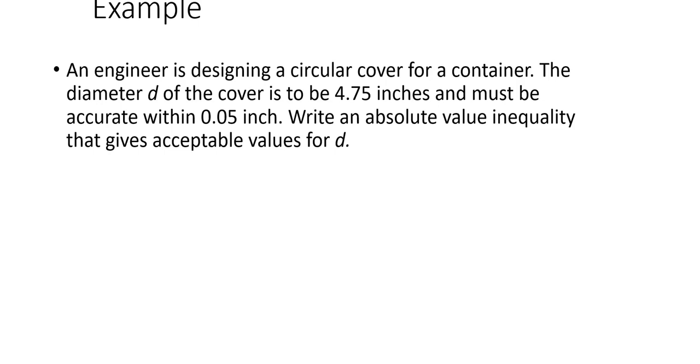All right, last one. It says an engineer is designing a circular cover for a container. So maybe think of like the top of a garbage can or something like that. The diameter of the cover is to be 4.75 inches. All right, so a small garbage can. Must be accurate to within a half an inch, right? An absolute value inequality that gives an acceptable value for D. We call this thing tolerance.